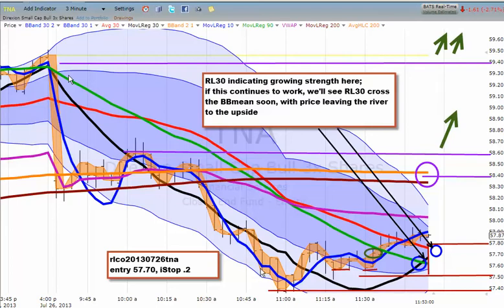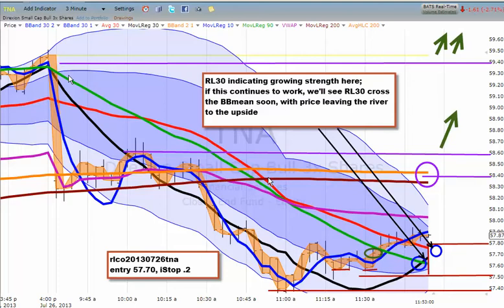Blue line is the fast regression line, RL10. Black line is the slow regression line, RL30. Green line is the very slow regression line, RL90. Red line is the middle of the river. That's a simple 30-period moving average, excuse me. Purple line's the volume-weighted average price, the VWAP.